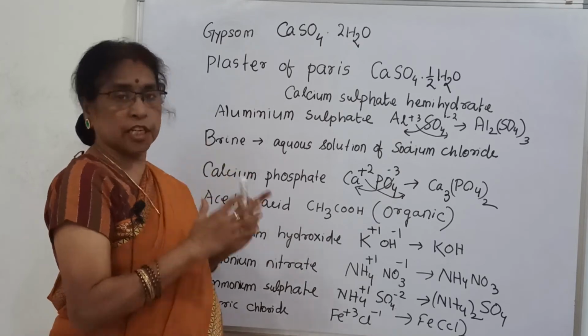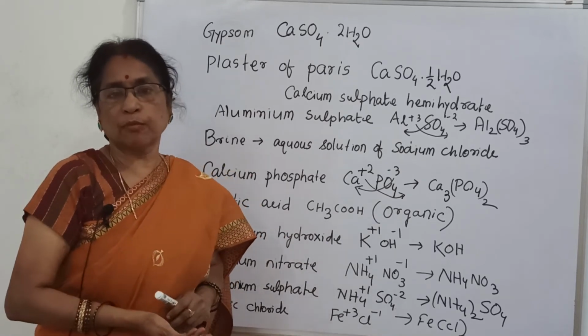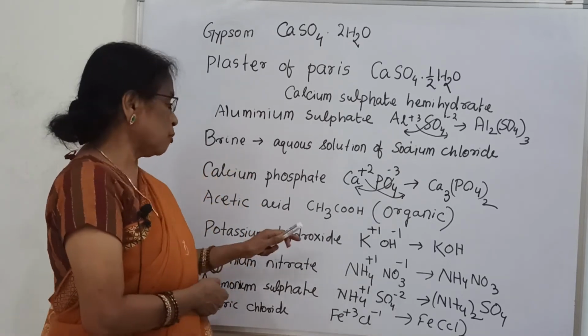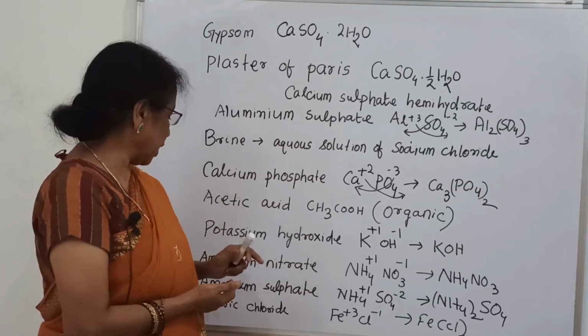Acetic acid, so CH3COOH, that is acetic acid, is an organic one. What is organic compound? Later we will discuss. Potassium hydroxide, K plus, OH minus, KOH.